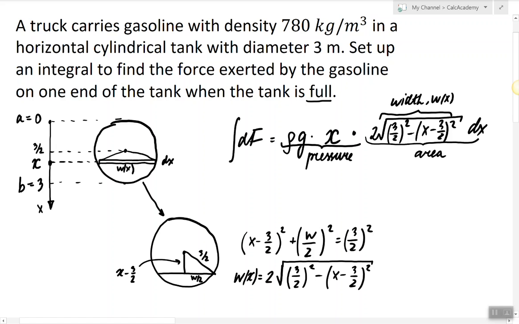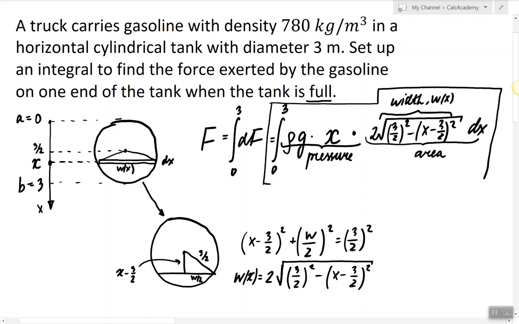So the total force will be equal to the integral from 0 to 3. So the answer to the question is right here. So this integral is the integral that finds the total force exerted on one end of the tank.